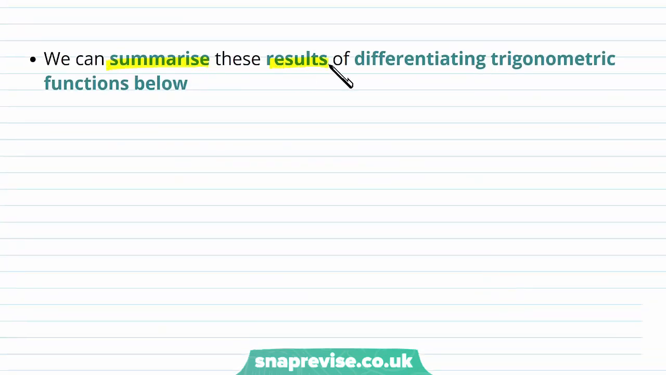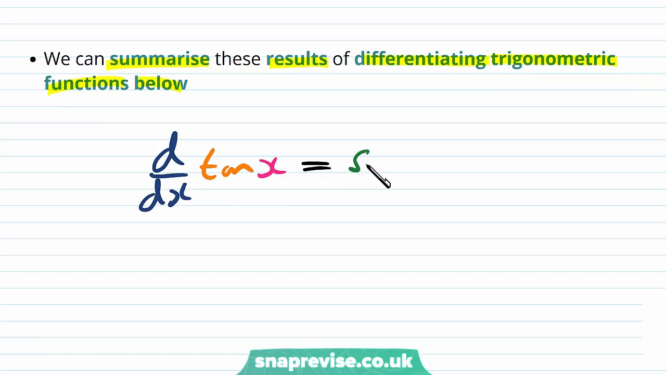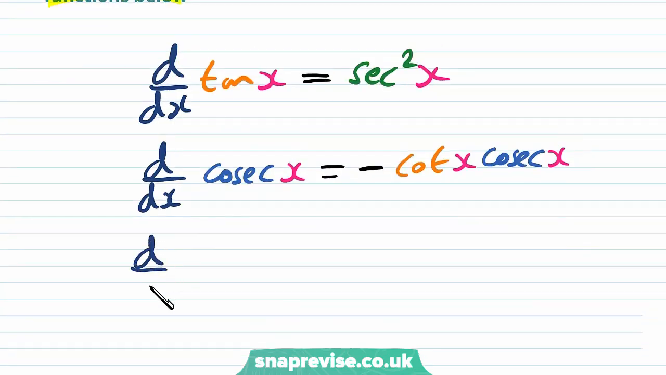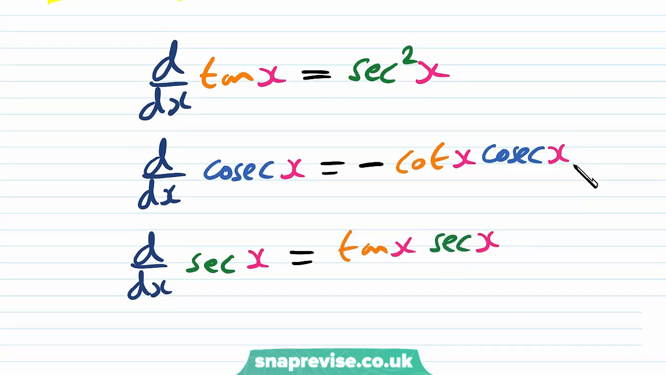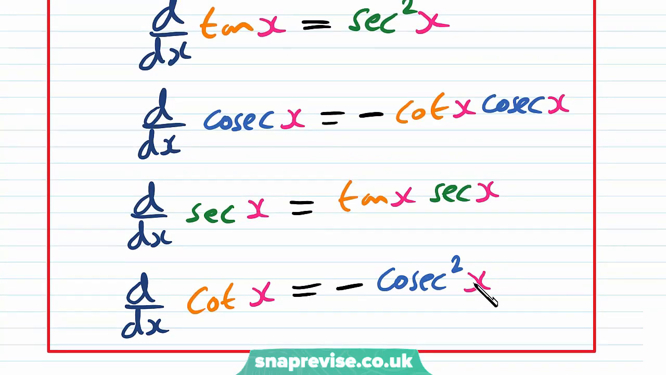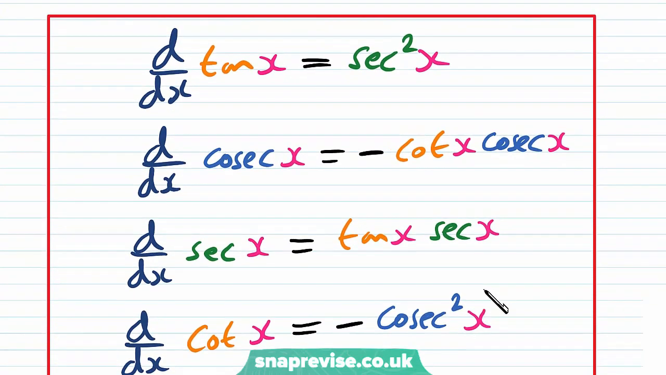We can summarise these results of differentiating trigonometric functions below. Firstly, if we differentiate the tan of x, then we get the sec squared of x. Similarly, if we differentiate the cosec of x, then we get minus the cot of x multiplied by cosec of x. If we differentiate the sec of x, then we get tan of x multiplied by sec of x. And lastly, if we differentiate cot of x, then we get minus cosec squared of x. These are our 4 results for the derivatives of these trigonometric functions.